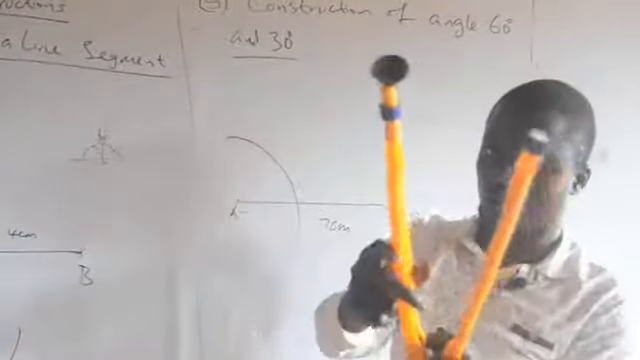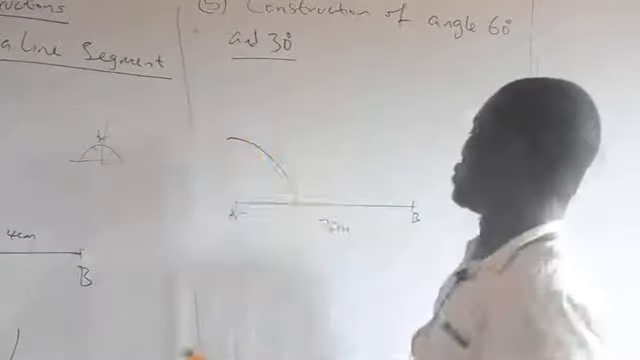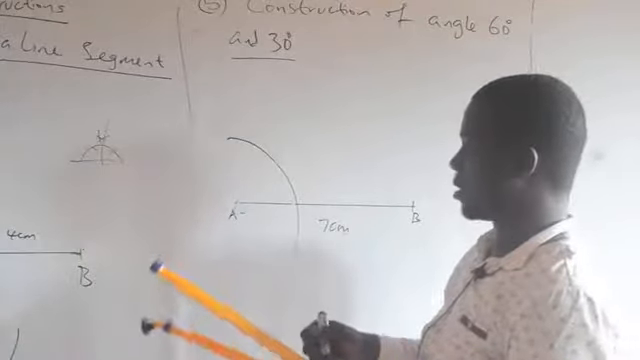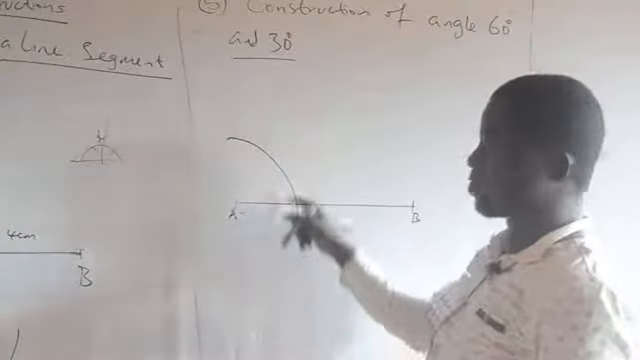Just open this one small. Don't open it like so, not a small radius. Put it here and draw an arc. We are using center A. Then, where the arc meets line AB, this is where the arc cuts my AB. The arc must cut my AB.